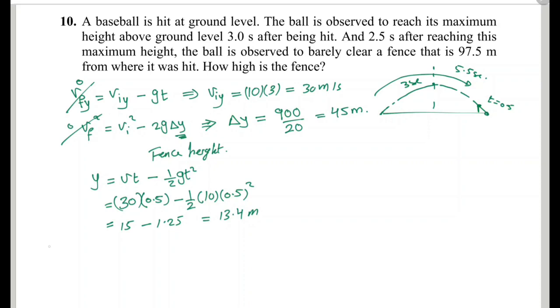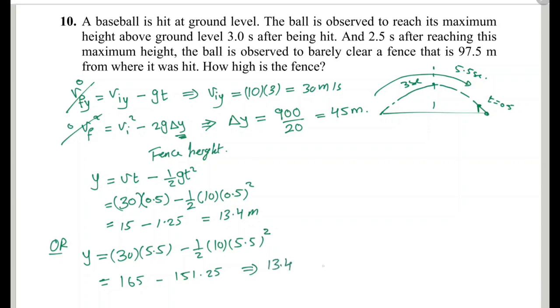Now, to double check the answer, if we substitute the time, rather than using 0.5, we use 5.5. So in this case, y equal to 30 times 5.5 minus half g 5.5 square, 165 minus 151. So the answer is 13.4 meters.